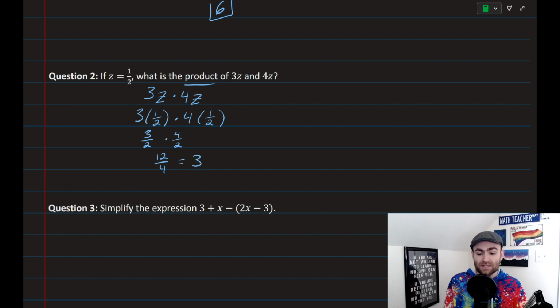Another way to go about this problem would be to simplify before multiplying. If you remember that 4 divided by 2 is 2, you can just replace that with a 2 and multiply the same way we did in the previous step. Either way, you'll get the answer of 3.